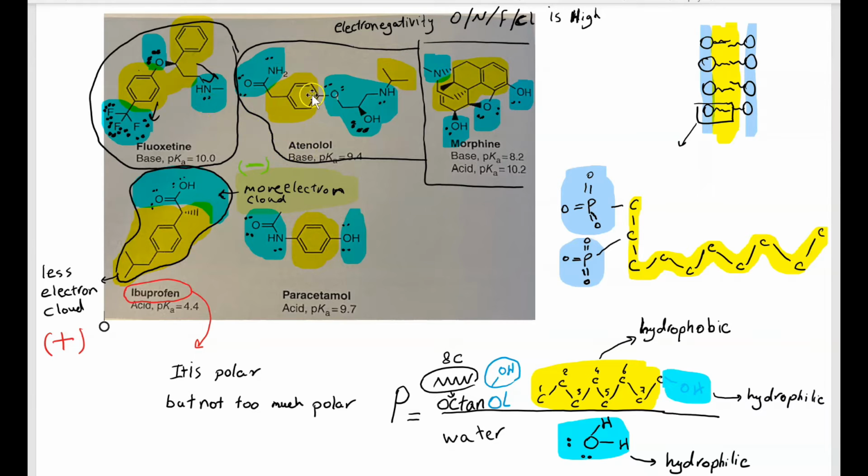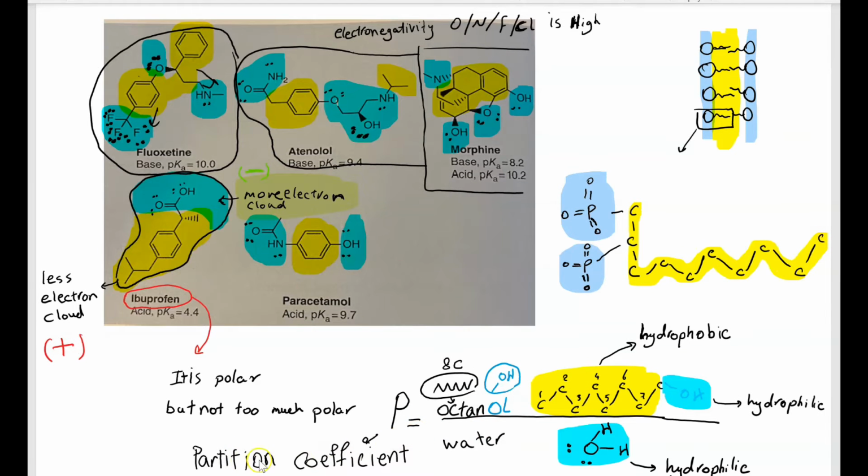So in atenolol as well, you have a ring that is really hydrophobic, and a part that is hydrophilic, because of the lone pair and because of the attraction of the electrons. So some of our drugs should have two parts: one hydrophobic and one hydrophilic. What is the meaning of P? P means partition coefficient.